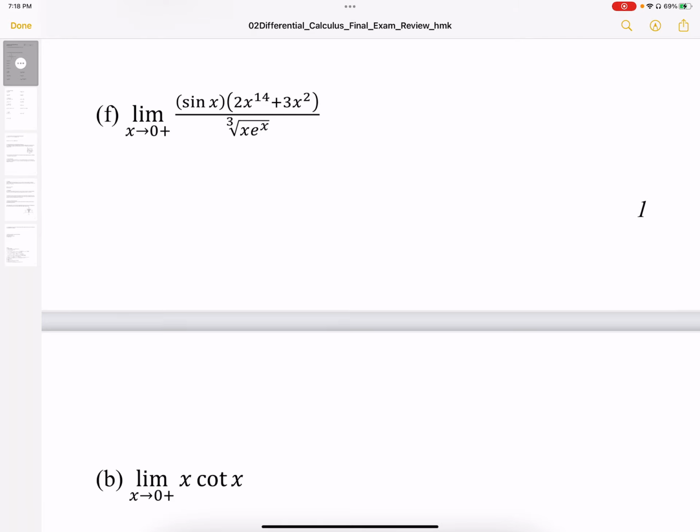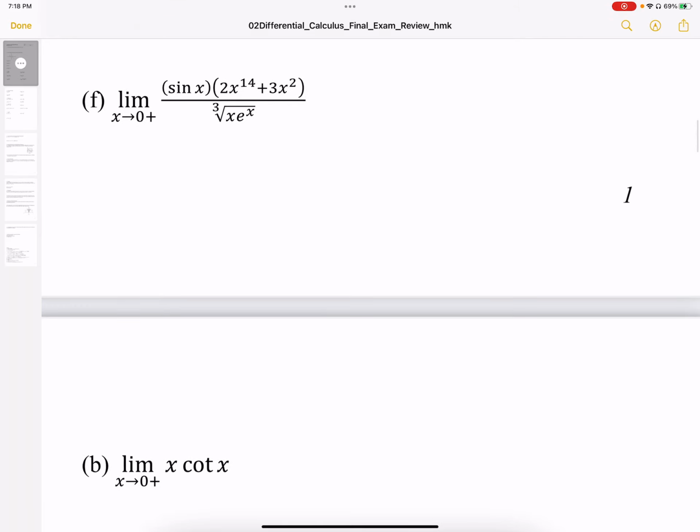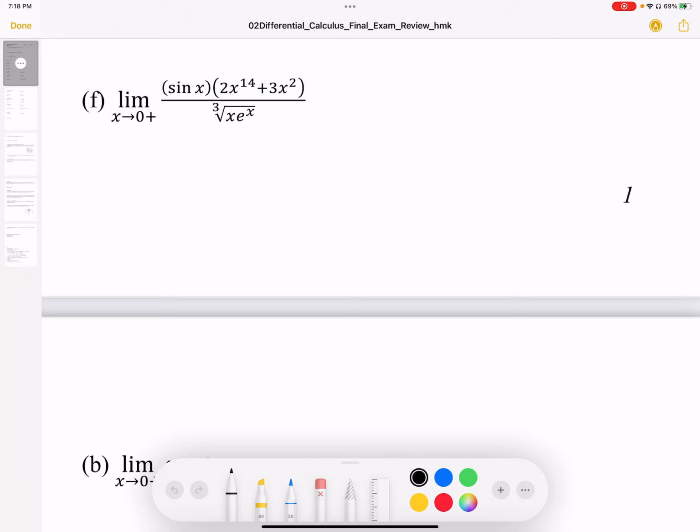For question 3F, we're looking at the limit as x goes to 0 from the positive side of sine x times 2x to the 14 plus 3x squared, over the cube root of x e to the x. Now, it doesn't look like there is some easy simplification of this, so we're just going to test for the condition for L'Hopital's rule.